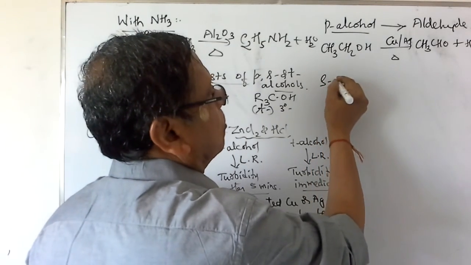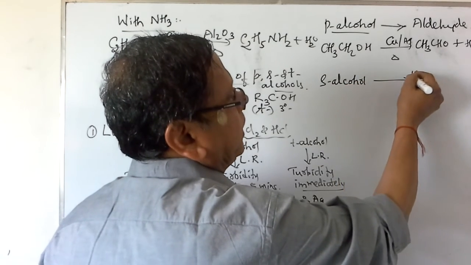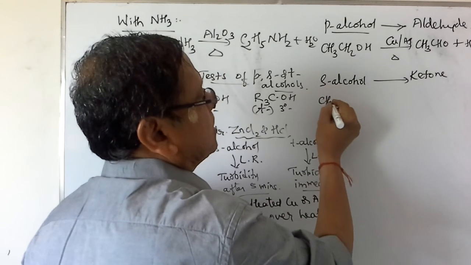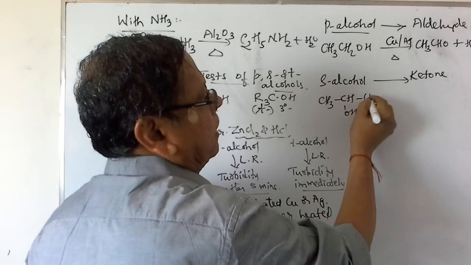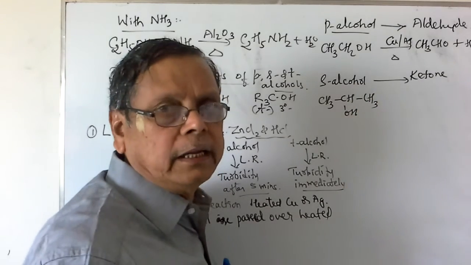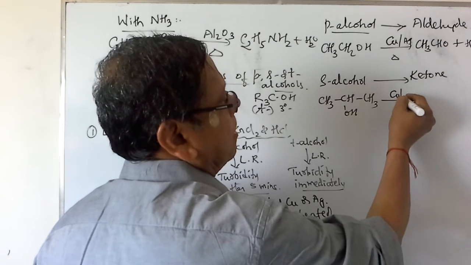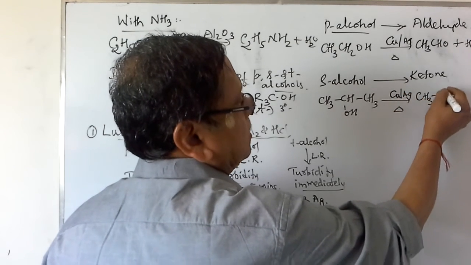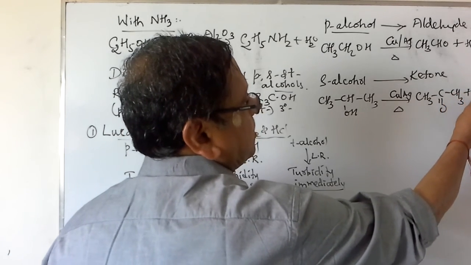While secondary alcohol gives rise to a ketone. For example, CH3CHOHCH3, isopropyl alcohol, is a secondary alcohol. This on dehydrogenation by using copper or silver will give rise to CH3-C double bond O-CH3, along with the formation of hydrogen.